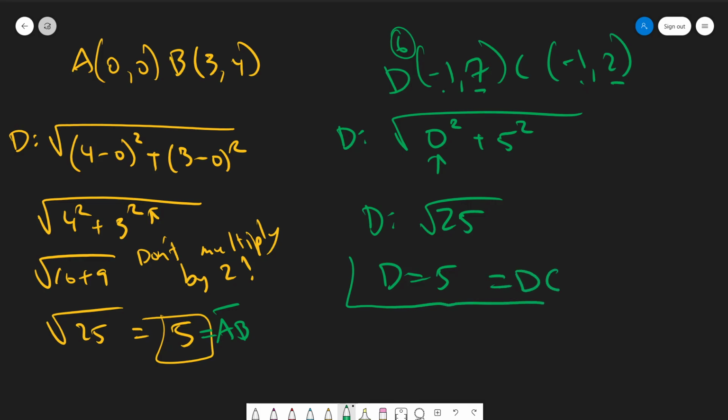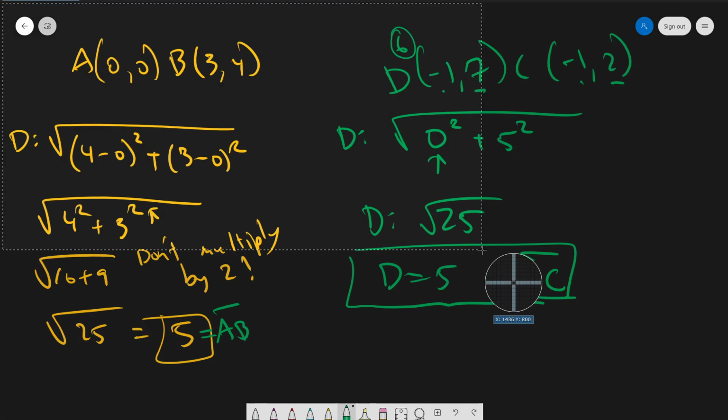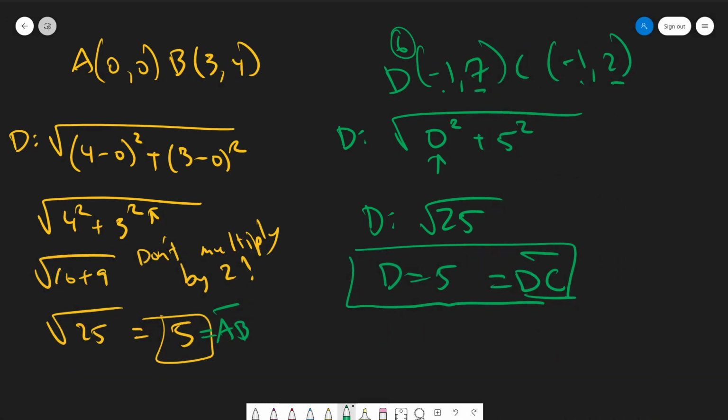So they're both 5, but kind of in different ways, because this one is just a flat line, and this one is diagonal. So there's 5 and 6. And here is 7 and 8.